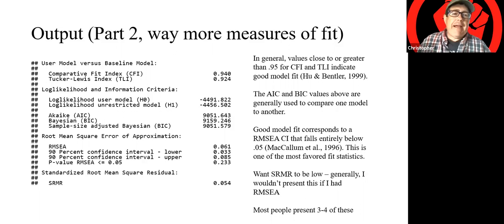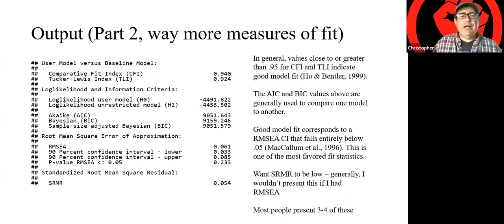RMSEA, that is another good value. People will generally want the confidence interval for that statistic to fall entirely below 0.05. This is one of the most favored fit statistics around. I would definitely, if I were reporting values, report that chi-square value, the CFI, and the RMSEA, which people often call the RMSE. So I would report those three. We can see the RMSE doesn't really meet that criteria of being entirely below 0.05. It's a relatively stringent criteria, but it's a pretty good one.